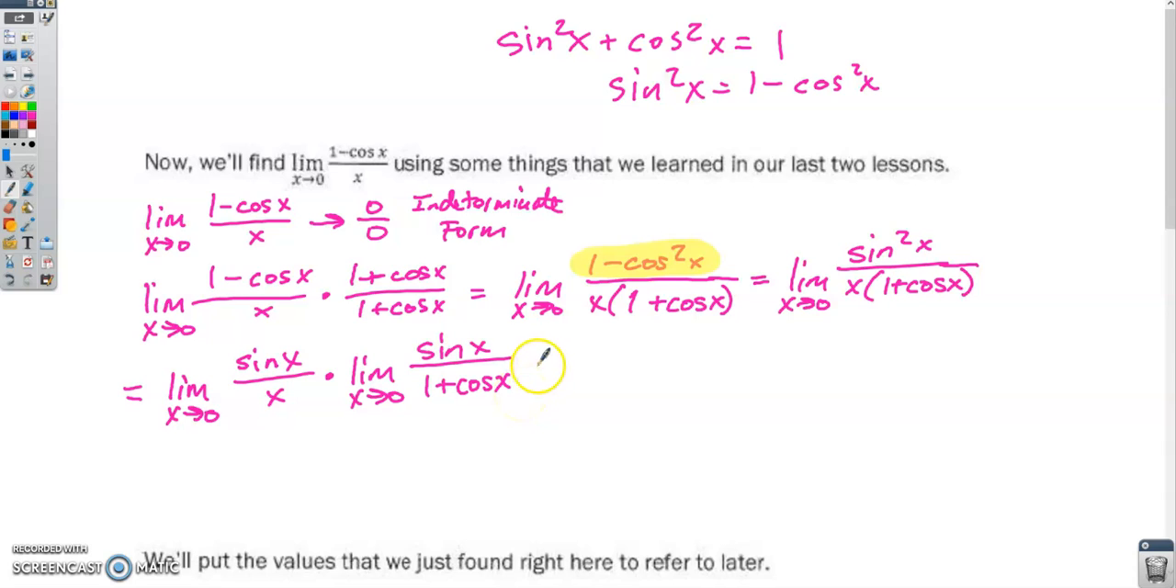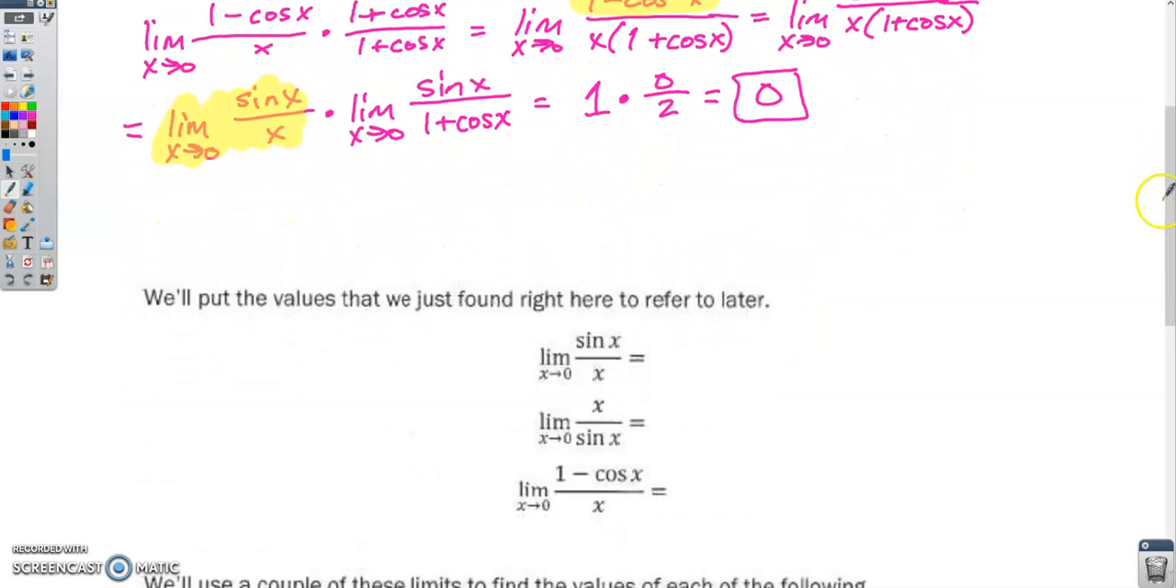And now I can calculate these limits. This limit right here, we just found in our previous video using the squeeze theorem. That limit is 1. And then the limit as x approaches 0 of sine of x over 1 plus cosine of x, we can just do via substitution. The sine of 0 is 0. The cosine of 0 is 1, and so that becomes 0 over 2, and 1 times 0 is indeed 0. And so that's the value of the limit as x goes to 0 of the quantity 1 minus cosine of x over x. And so let's put these here. We found this limit. We found this limit.